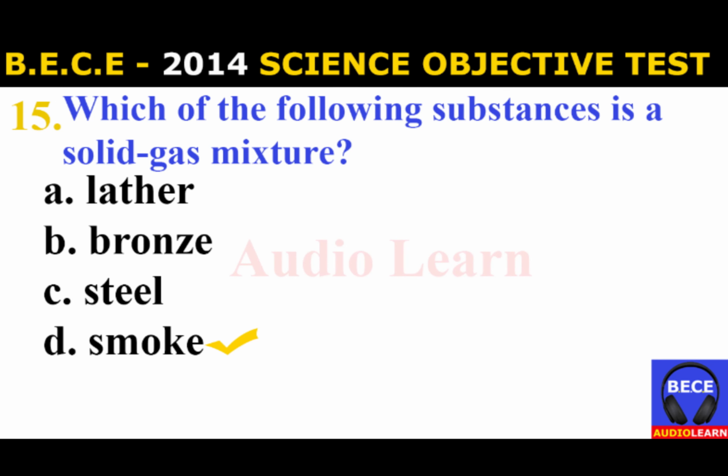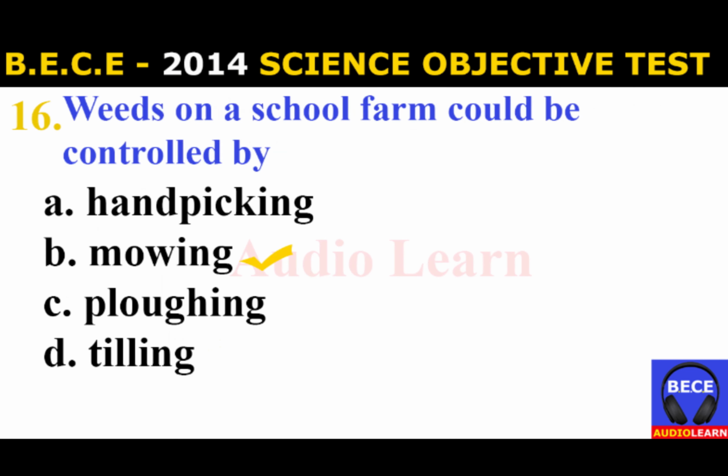Number 15. Which of the following substances is a solid gas mixture? A. Leather, B. Bronze, C. Steel, D. Smoke. And the answer is D. Smoke. Which of the following substances is a solid gas mixture? Smoke.